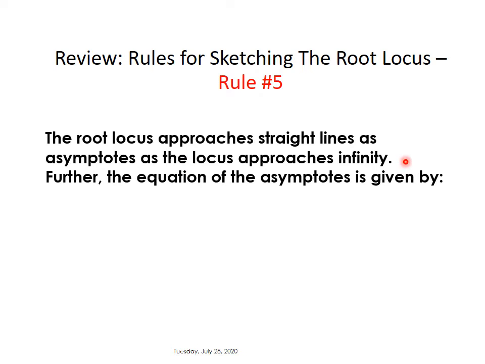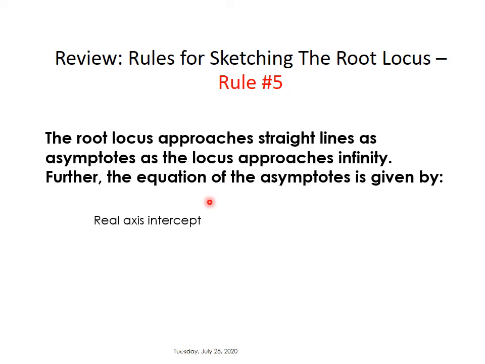So this is basically for infinite zeros, as in our example just now, when we have poles that go, as k goes to infinity, to infinity. It goes towards infinity following certain rules, and the rule is that it approaches straight lines as asymptotes. So what is the equation of those straight lines?